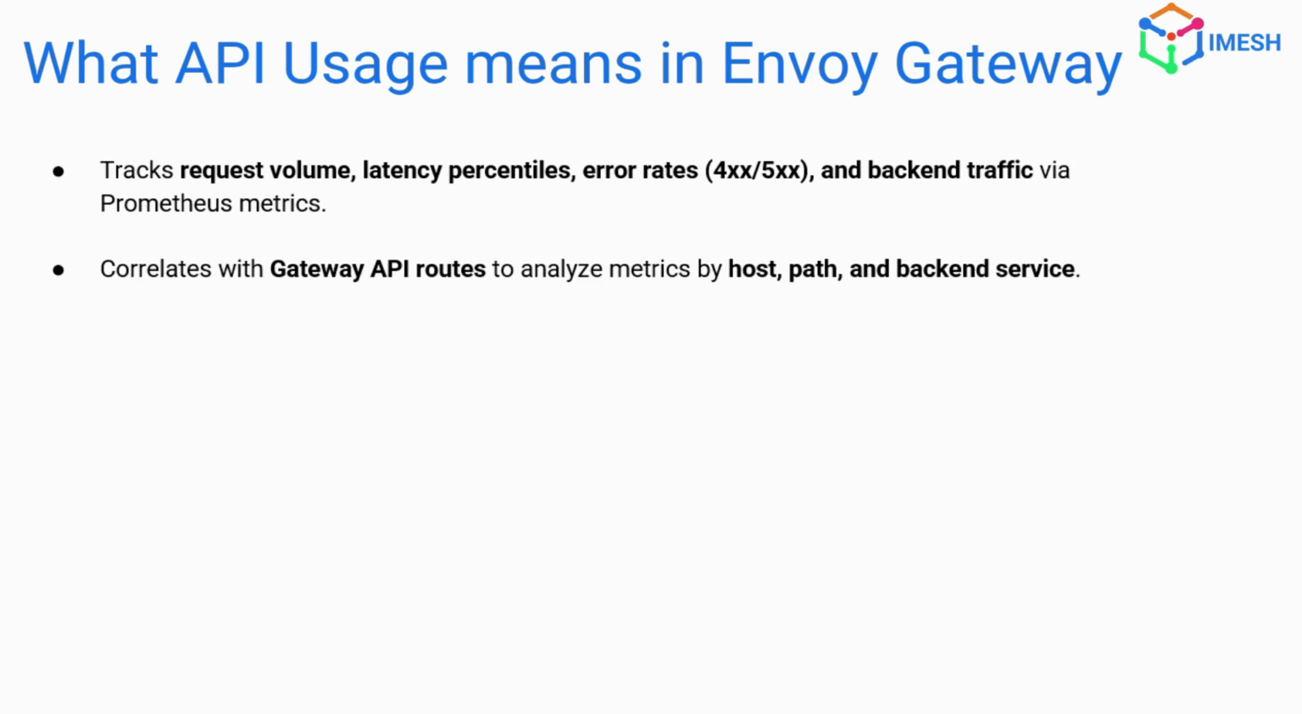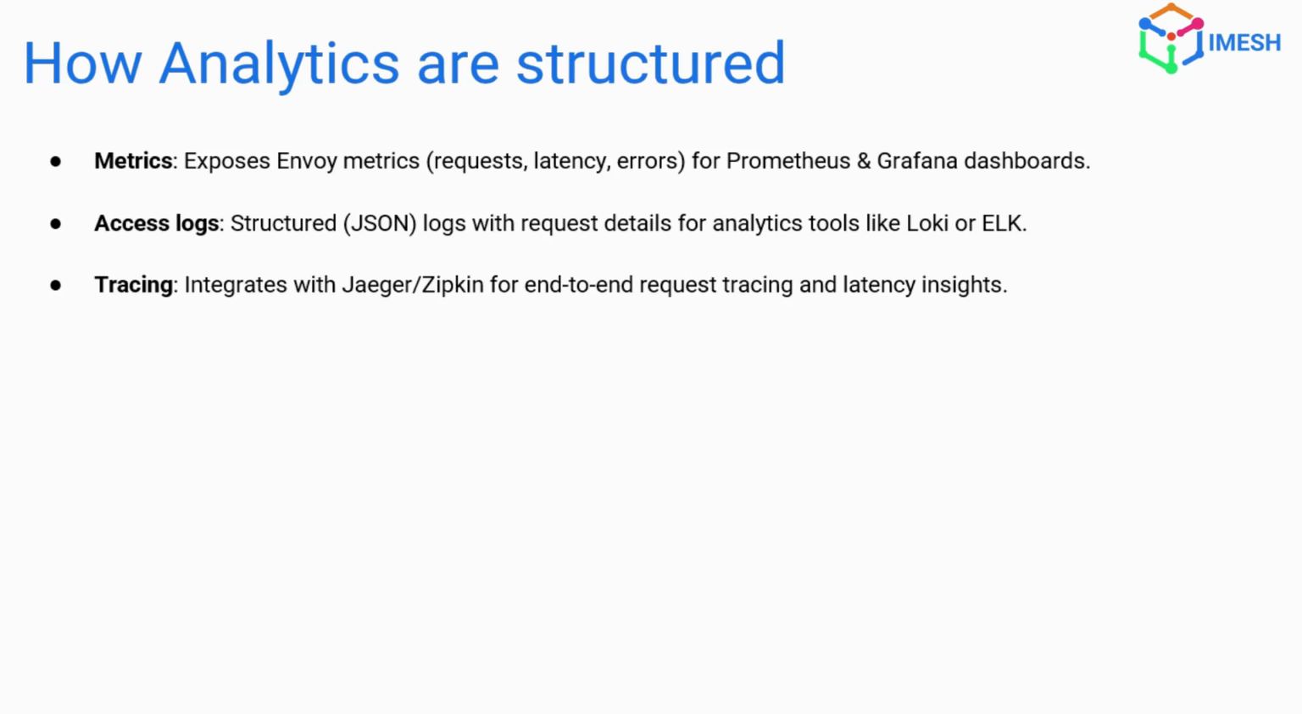Next, let's see how analytics are structured. Envoy Gateway structures analytics through metrics, access logs, and tracing. Metrics are exported for visualization in tools like Grafana. Structured access logs capture request details for analysis, and tracing integrates with systems like Jaeger for end-to-end visibility, aiding in debugging and latency analysis.